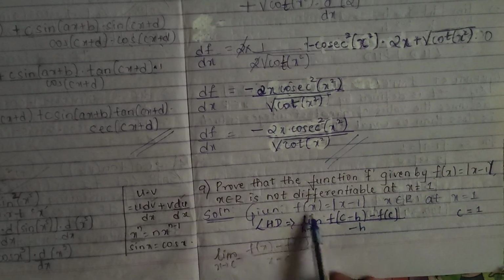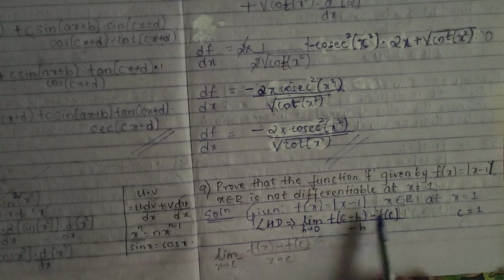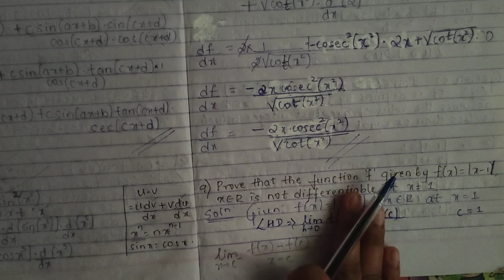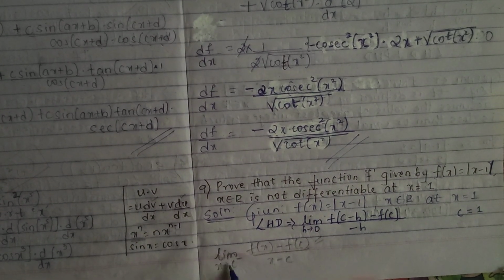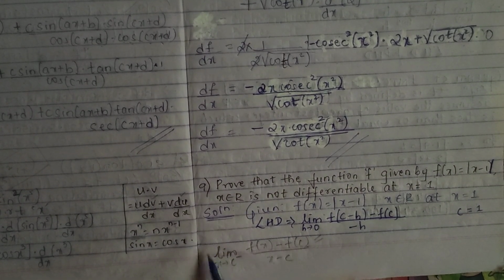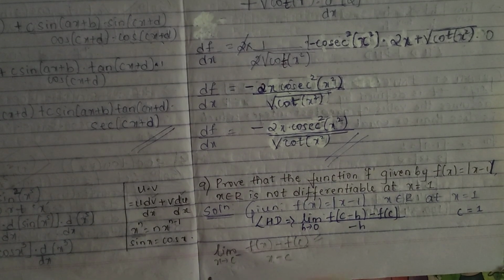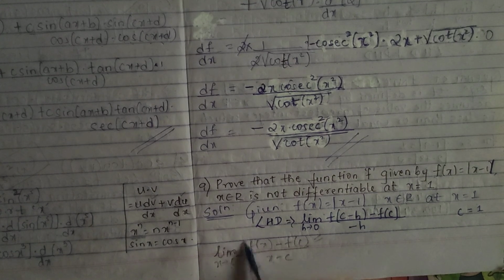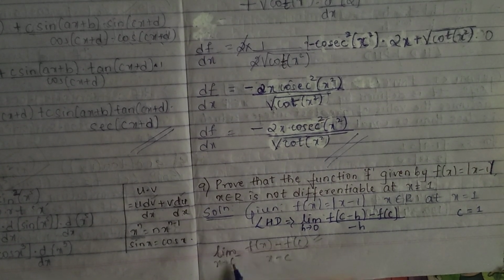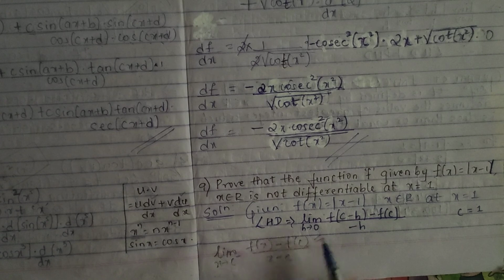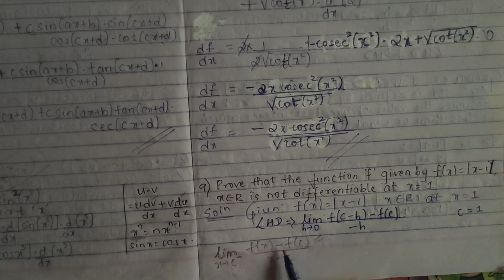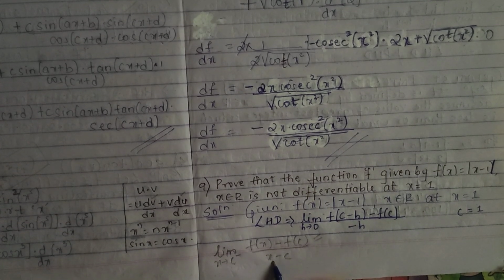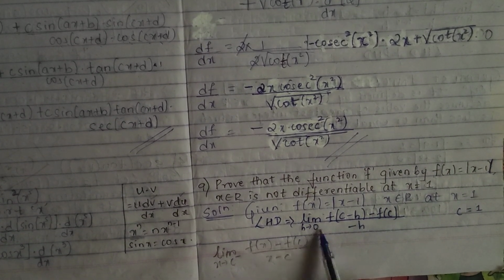So, solution: given the function f of x equal to mod x minus 1 for all x belongs to R at x is equal to 1. First we will go for LHD. This is our differentiable formula, right? If this exists, then we tell it is differentiable. But for LHD, what do we do? When c minus, your x changes to c minus h, and this part will be minus h, where your x tends to c minus h. And your limit h tends to 0.